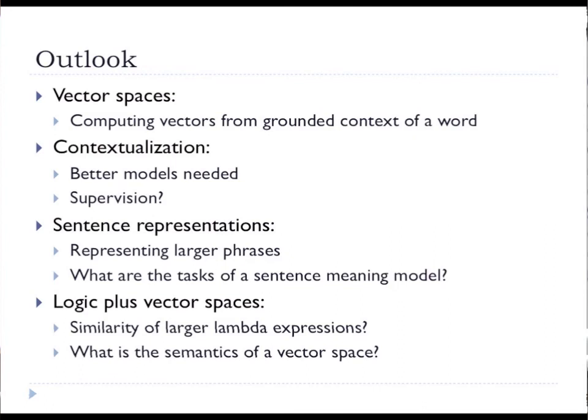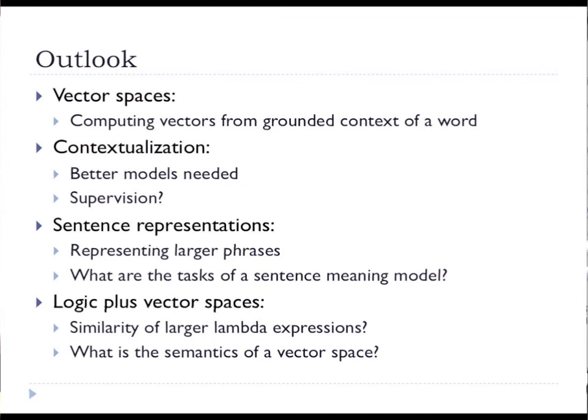And there's a lot to be done. So for the contextualization, as you can see, better models are really needed. Maybe using supervision, given that current models are somewhat comparable to unsupervised word sense disambiguation. Sentence representations. Representing larger phrases is still a big problem, and we need to think about what the tasks are for a semantic model, what we want it to do.